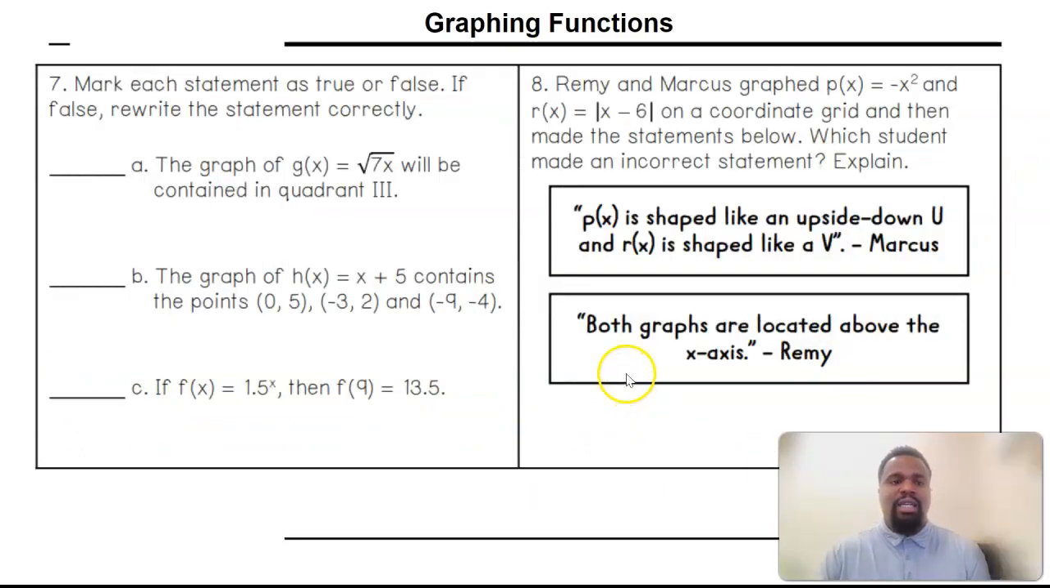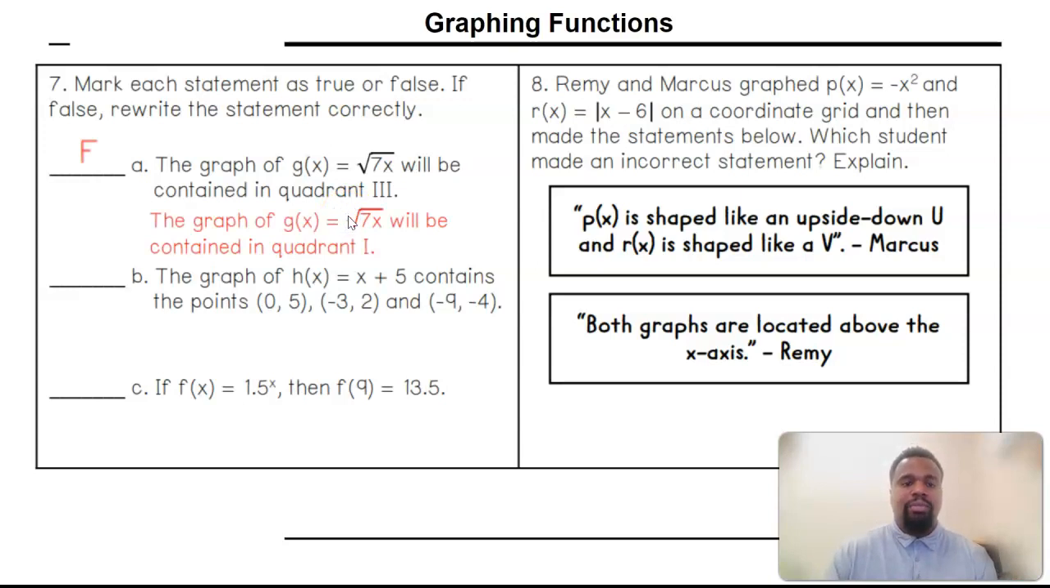All right, let's take a look here. We want to mark each statement as true or false. The graph of g of x equals the square root of 7x will be contained in quadrant 3. If we input this into our graphing calculator, the y equals, and then you do the square root of 7x, we will see that it's actually in quadrant 1, not in quadrant 3. So A would be false.